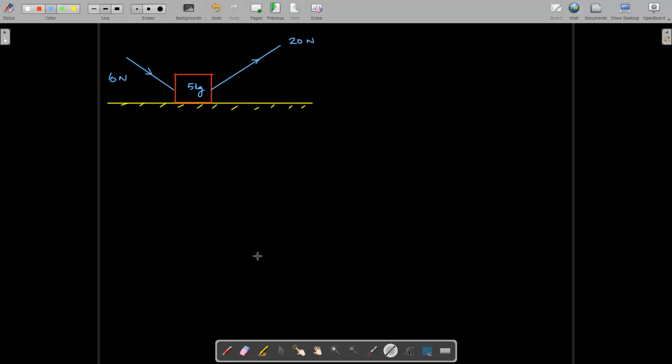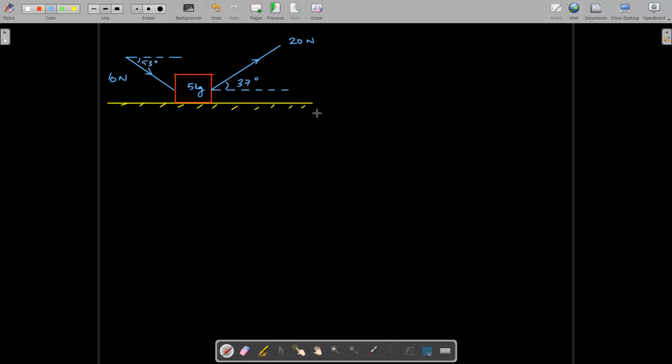The angles in here, let's say the angle made by this force component with the x-axis is 37 degrees. Okay, and the angle made by the 10 Newton force component, let's take it as 53 degrees.